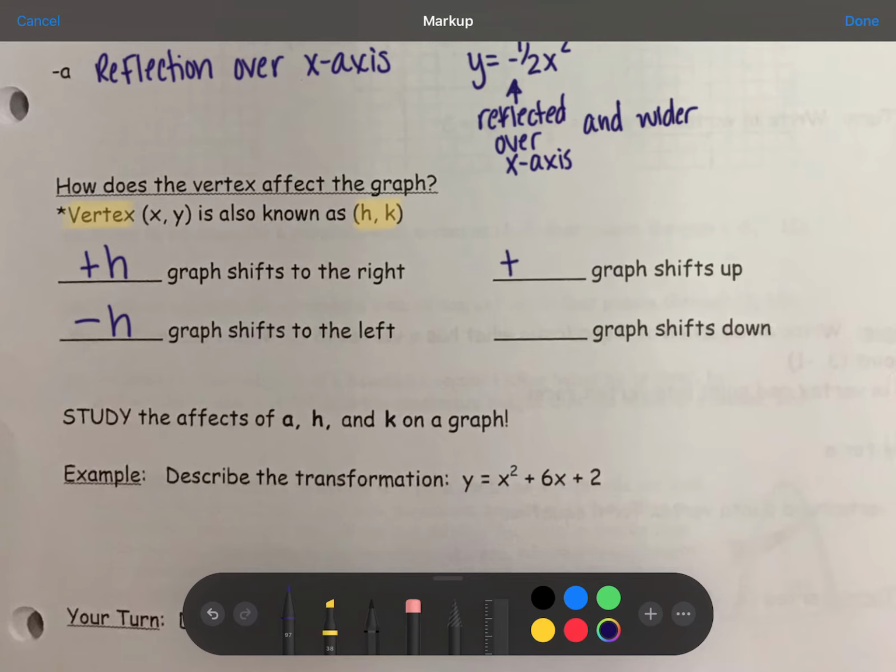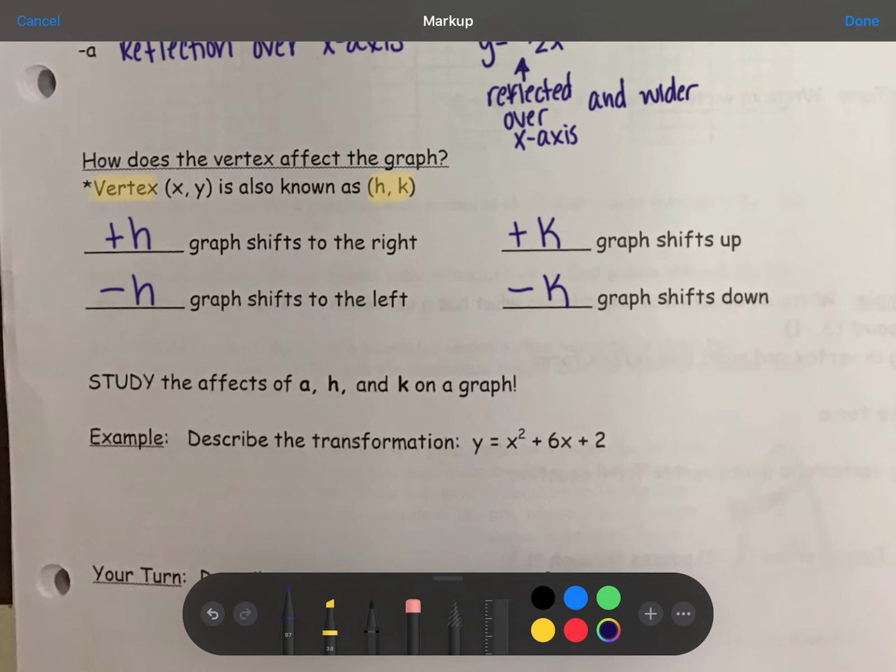If my k value is positive, my graph is going to be shifting up. And if my k value is negative, my graph is going down. And however many, like if it's a positive 3, then your graph goes up 3 units. All right, so as long as you can describe a, h, and k, then you're going to be able to describe the transformation.